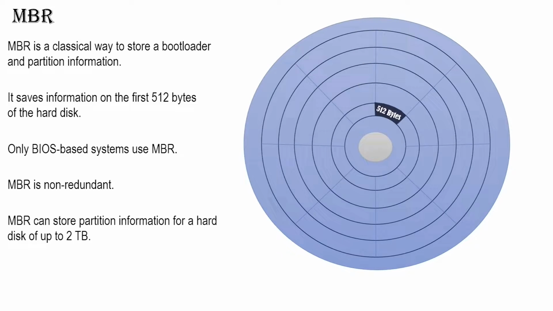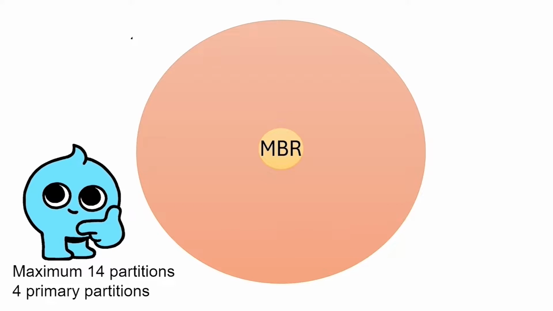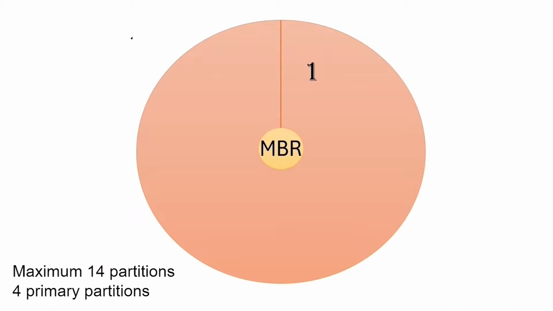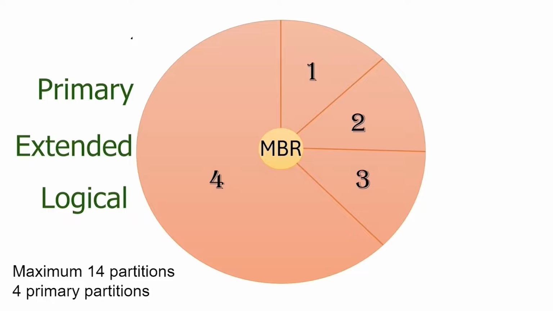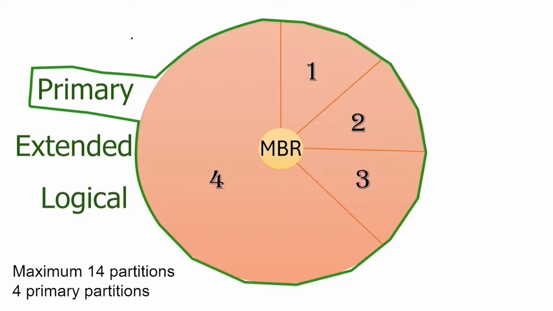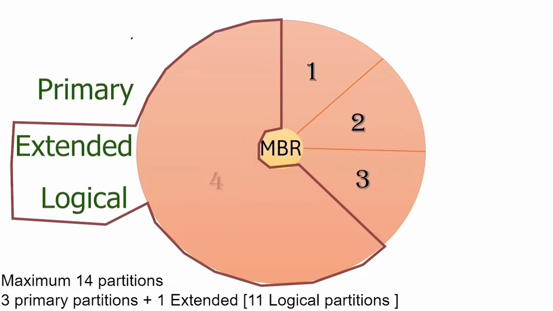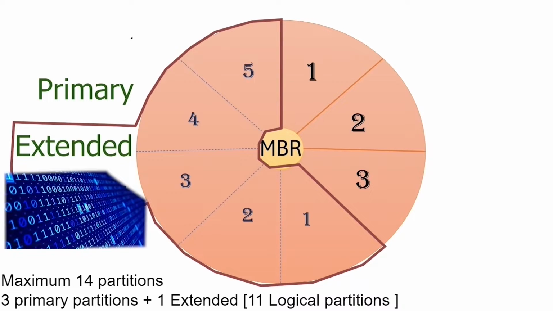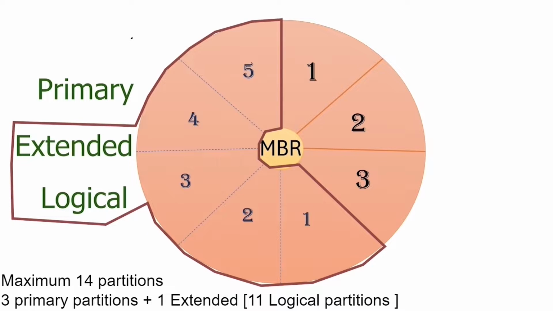It uses a bit complex partitioning scheme. It supports a maximum of 14 partitions. It divides partitions into 3 types: primary, extended, and logical. You can create a maximum of 4 primary partitions. If you need more partitions, you need to convert the last primary partition into an extended partition. An extended partition works like a container for logical partitions. You can create a maximum of 11 logical partitions inside the extended partition. An extended partition is not used to store data. It is used to store only logical partitions.